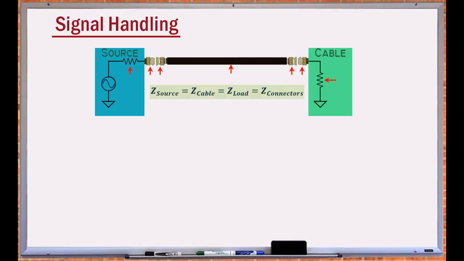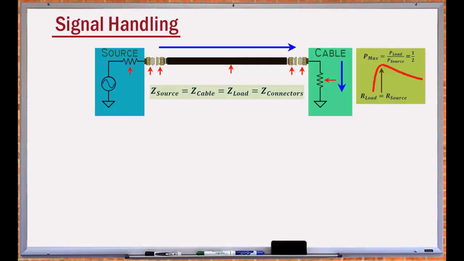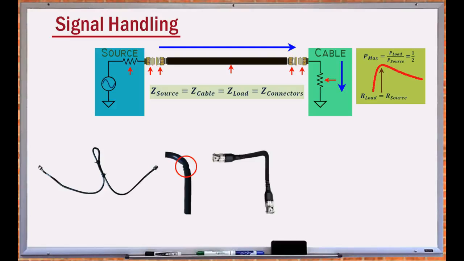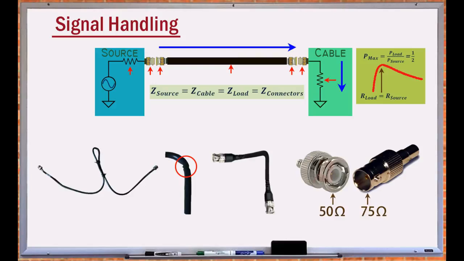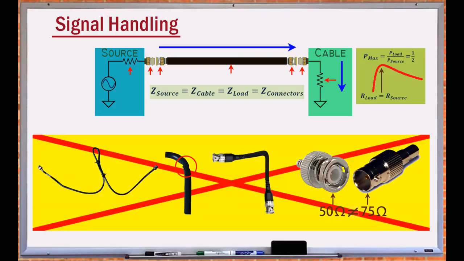Impedance matching maximizes the power transfer to the load and prevents reflection. Damaging a cable by twisting, bending, or kinking, or placing improper signal connectors in the signal path, causes an impedance mismatch resulting in reflection, and consequently less than ideal signal handling.